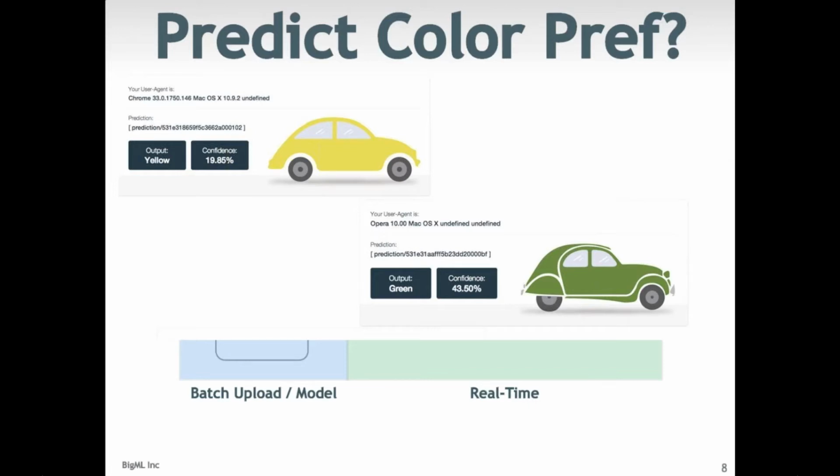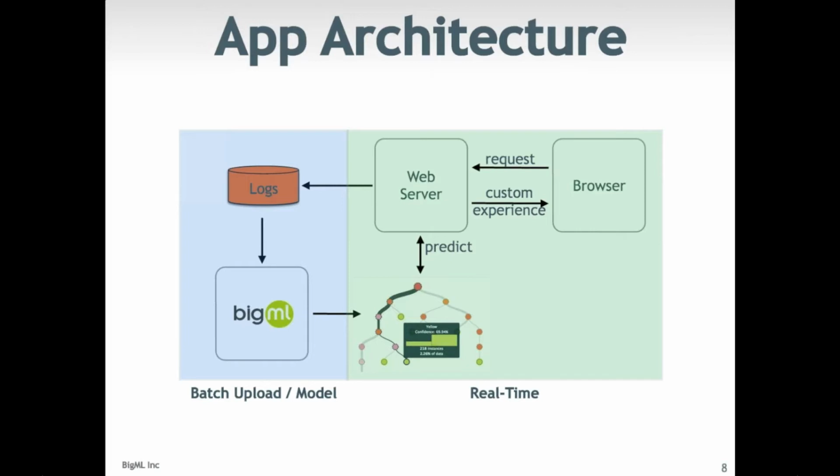Now here's a high-level overview of how the complete application might work. So we have a web server, and it's writing logs, which contain, among other information, the browser user agent and the color choice that each past customer has indicated, perhaps in an inventory search. On a regular schedule, we parse these logs and upload them to BigML to create a model. When a new user connects to the website, we use the user agent information to generate a car color preference prediction in real time, and then deliver a custom experience to this user.